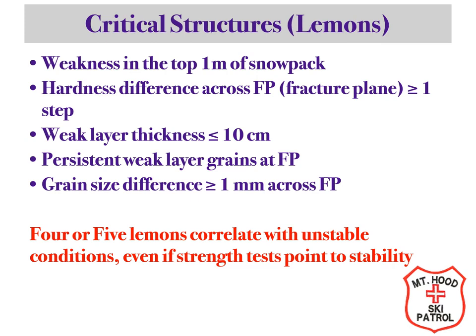If we have 4 or 5 lemons present in our snow pit, we should assume unstable conditions irrespective of our snow pit results.